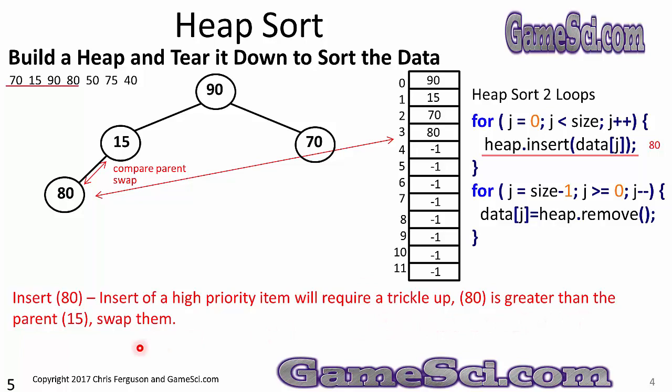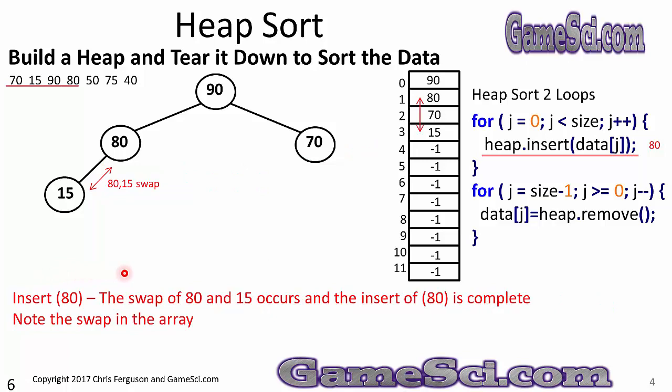80 is greater than the parent 15. It looks like we're going to do a swap. As far as our loop goes, J is now 3. Insert data sub J. That's the 80. Take this 80 out of the unsorted data and insert it into our heap. 80 is greater than 15, so we're going to have to swap it up the tree.